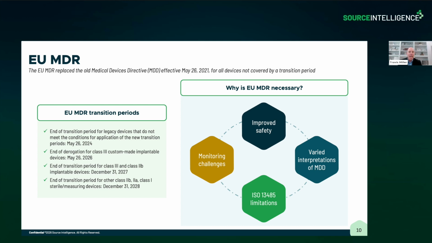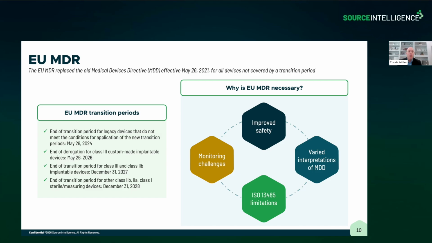But we're talking about the end of the derogation for Class 3 custom-made implantables coming in this May. The end of the transition period for Class 3 and Class 2B implantable devices the year after. The end of the transition period for almost all other device and sterile measuring devices. That's going to take place in 2028.